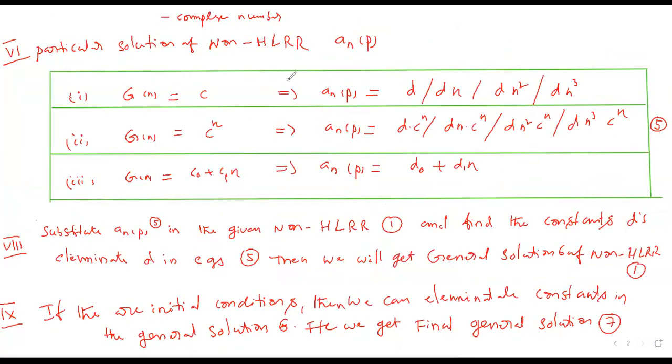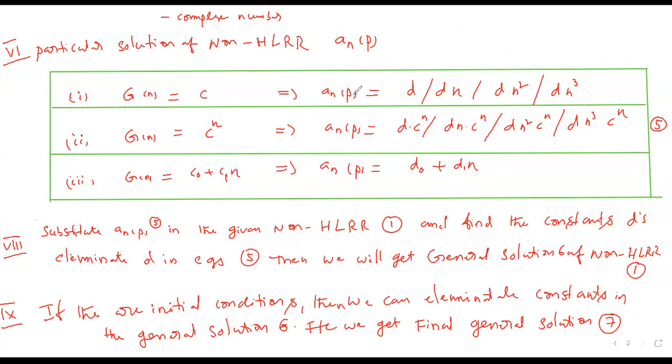Now come to the particular solution. The particular solution contains many cases, but in our examination there are three important cases. One is Gn equals a constant. Another is Gn equals a constant power n. The third is Gn equals C0 plus C1 into n. These three cases are very important for our examination.